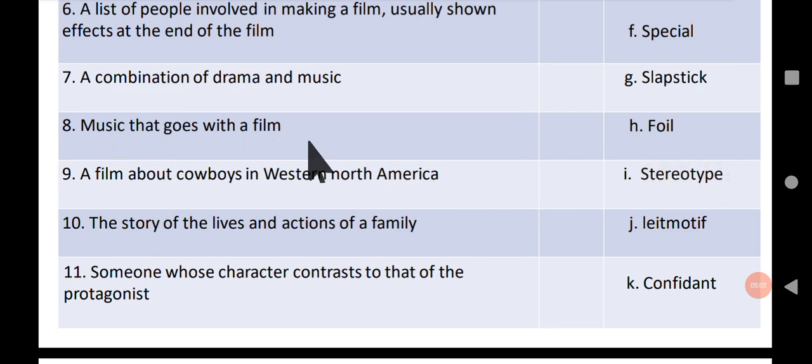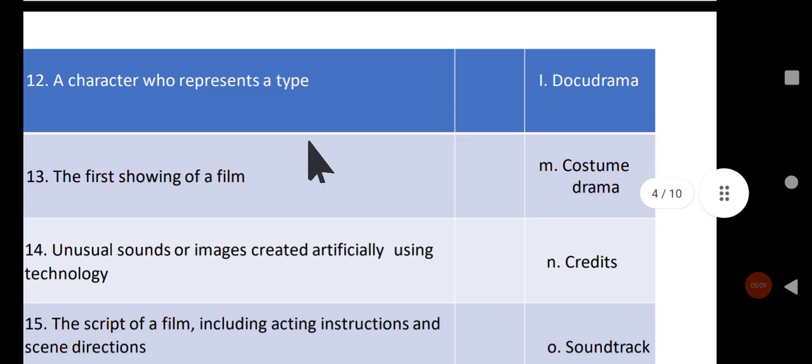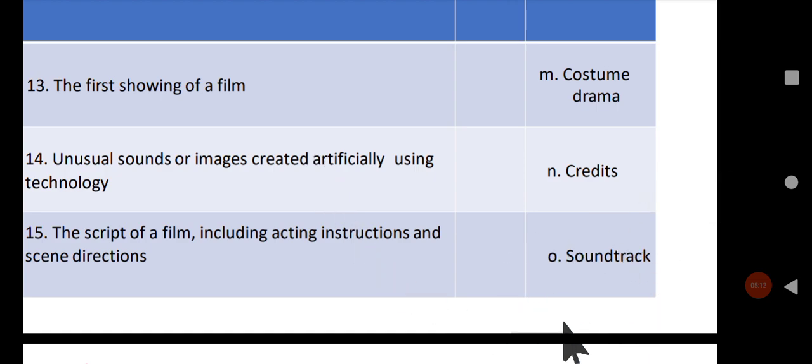Next one, music that goes with a film. Along with the film there is music, like a sidetrack. So what is it called? That is called soundtrack. All the music that goes along with the action, along with the dialogues and all.